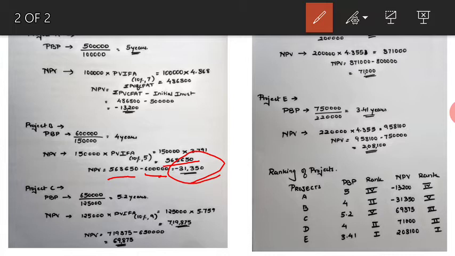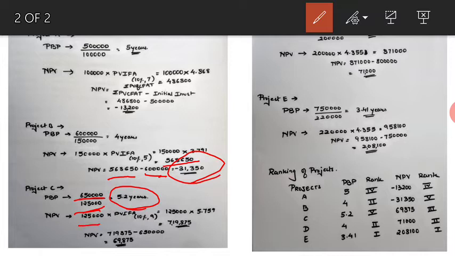Similarly, we have to calculate payback period and NPV for project C. For project C, initial investment is 6,50,000 divided by the annual cash flows, which are 1,25,000. So 6,50,000 divided by 1,25,000 gives you 5.2 years. So your payback period for project C is 5.2 years. Let's go ahead with calculation of NPV.